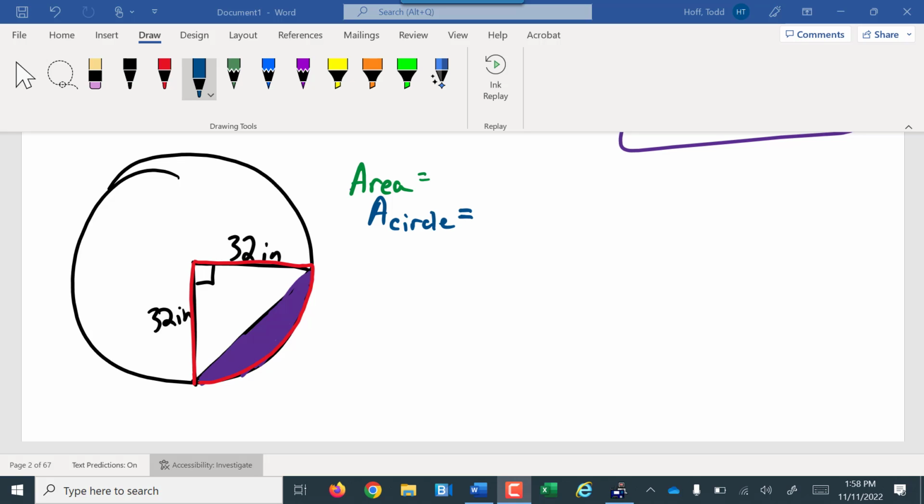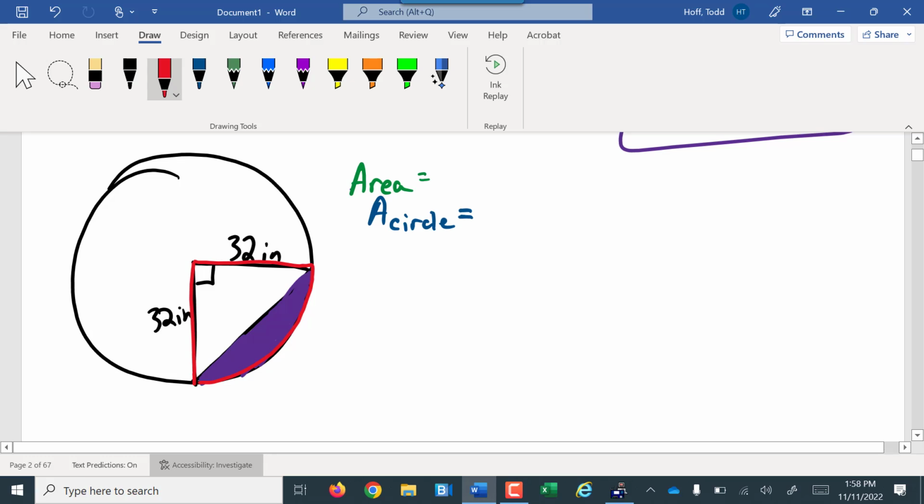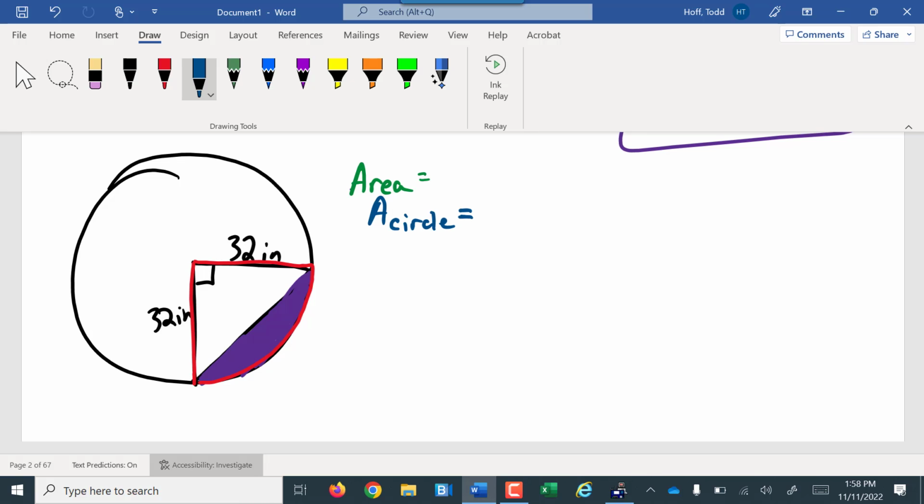So our first thing we want to find here is the area of that sector in red. To do that, we find the area of the whole circle. To find the area of the whole circle, it's pi times what? 32 squared, right? 32 squared is 1,024. Pi times that is 3,215.36. Does that look right? Okay.